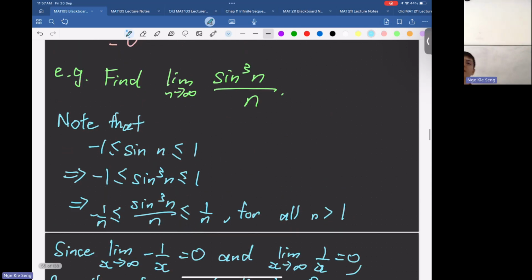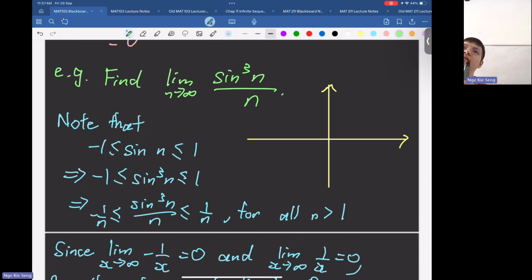Can you draw this? Okay. You can see that sine cube n is like sine n, but when n gets large, it gets divided by a larger number. So the amplitude decreases. But it's still periodic. So you could expect something like this.